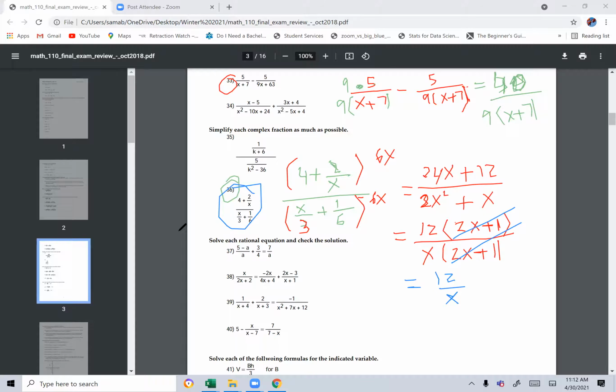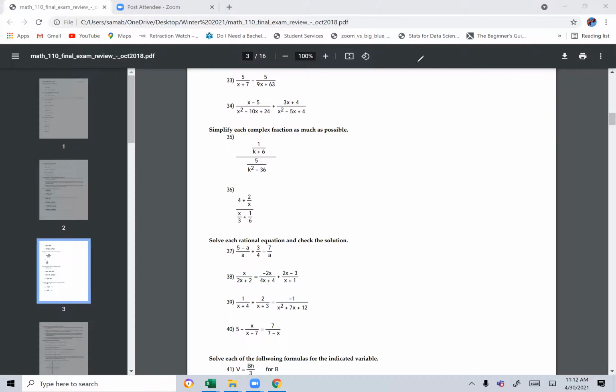All right, let's solve a rational equation now. Which one would you like me to do? Let me do 39. Okay, for 39, guys, before you solve a rational equation, you need to factor all denominators. So x squared plus 7x plus 12 will be (x plus 4)(x plus 3). Minus 1 over, I think it's going to be x plus 4, and then x plus 3.